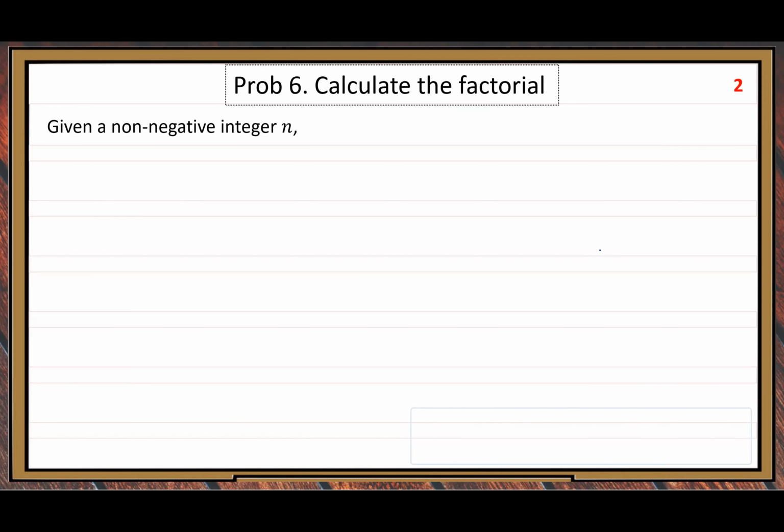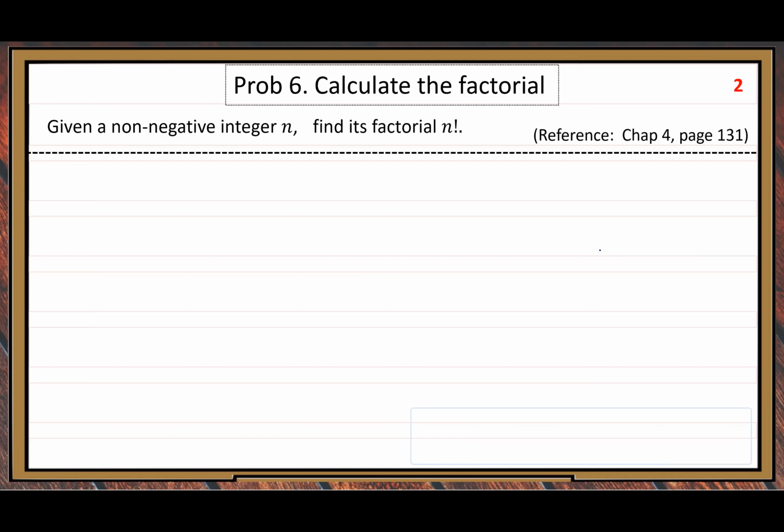Given a non-negative integer n, find its factorial, n factorial, this notation. So we are familiar with this notation, right? And so it's a simple problem from the textbook. Very simple. And usually we do not rely on recursion, right?